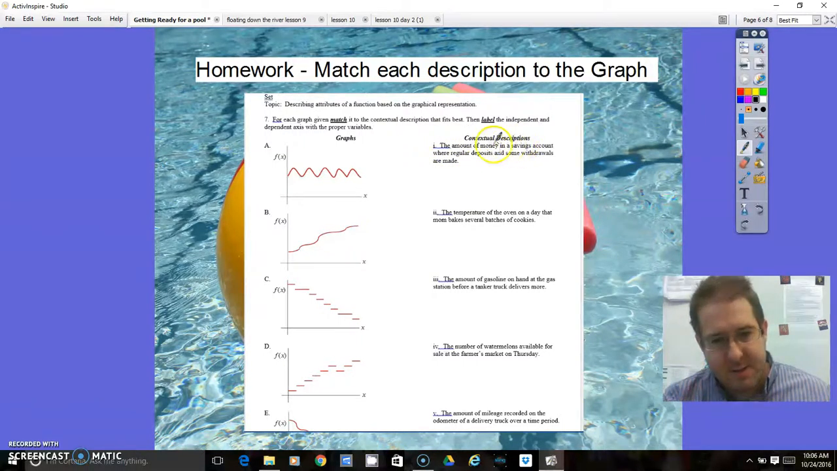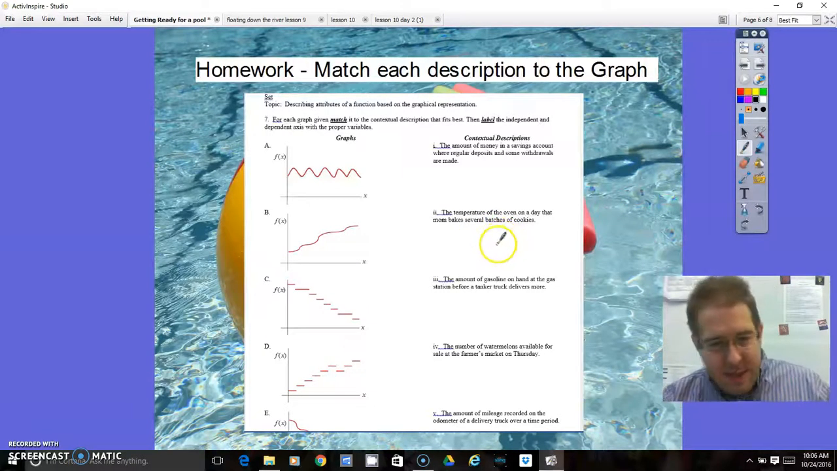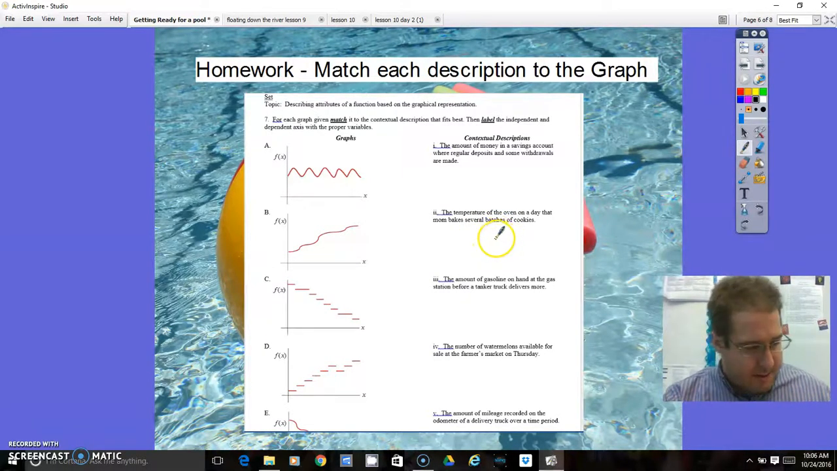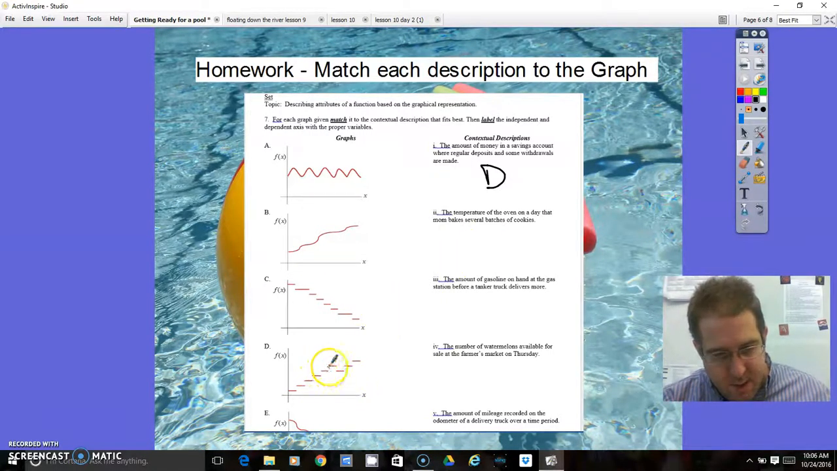The amount of money in a savings account where regular deposits and some withdrawals are made. So that is a discrete amount. That is a discrete question because you can't continuously put money in the bank account. It's going to go up and down in discrete fashion, and that looks like letter D. D is going up, and then it's going down for withdrawals, and then it's going back up for deposits again. So once you press money, it's going to stay at that amount for a little bit of time. And then you put another deposit, it's going to stay at that amount for a little bit of time.